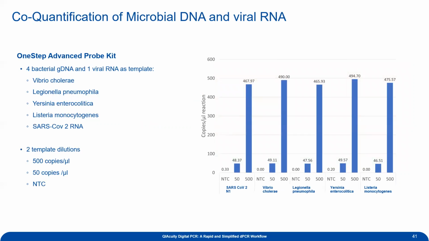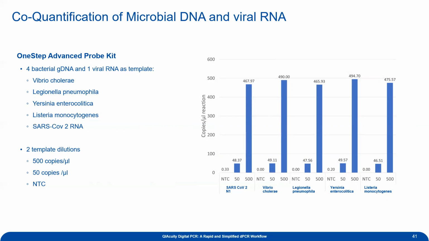You may be wondering how it performs, and I do have a slide for that. So here we're using our one-step advanced probes kit, where you can put in either DNA or RNA. We did a 5-plex reaction here for Vibrio, Legionella, Yersinia, Listeria, and SARS-CoV-2. And we did this at two different dilution points, 500 copies per microliter input and 50 copies per microliter input, and we had a no template control along with that.